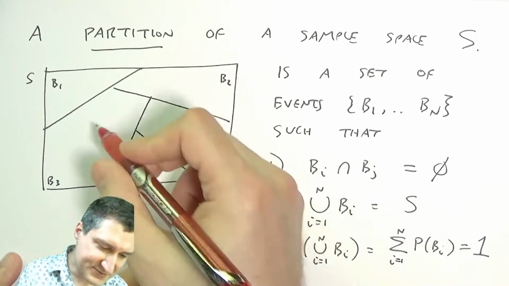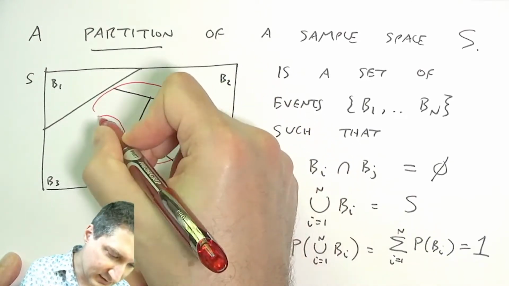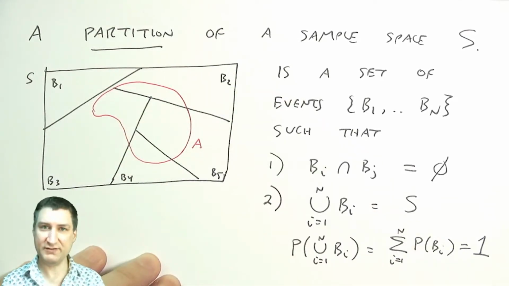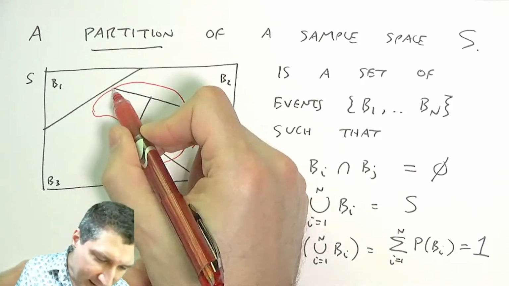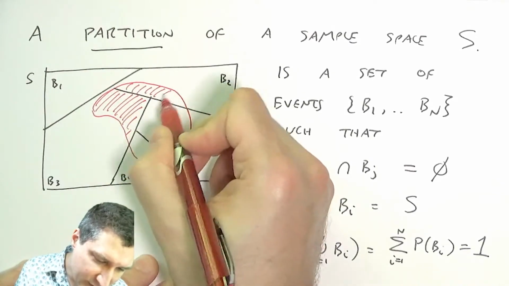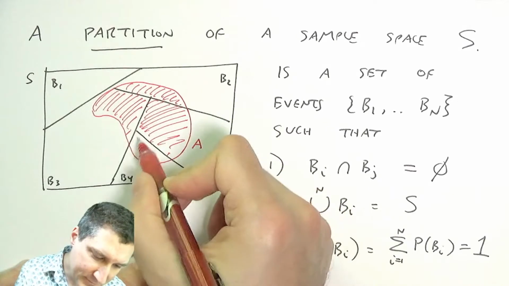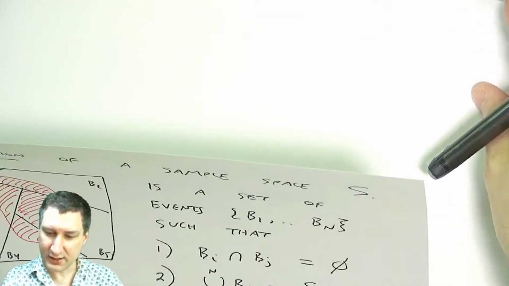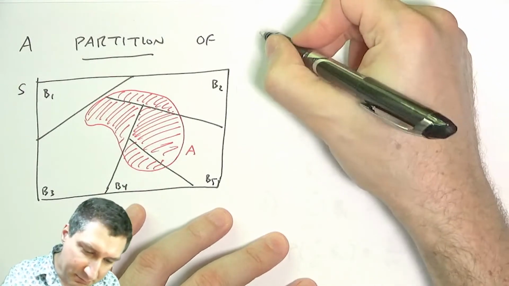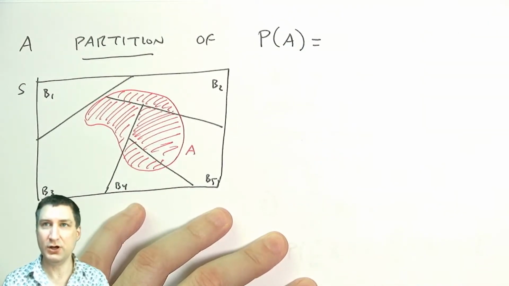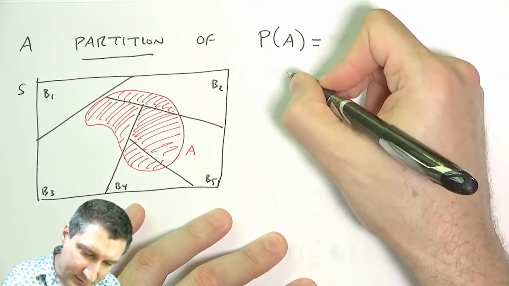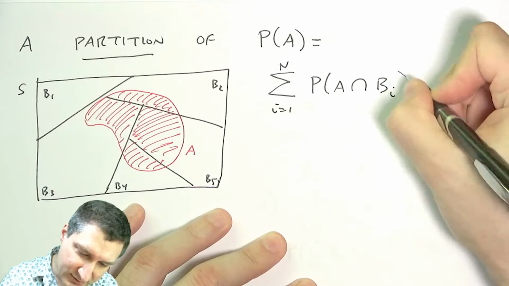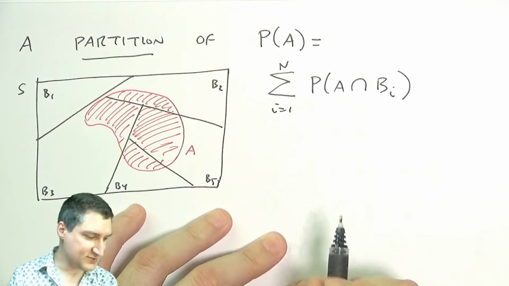Now I'm going to consider some event A, this red event, okay? And I'm going to ask myself, what is the probability of A? Well, I could compute the probability of A by adding up the pieces where A intersects with these other events. So visually, I can immediately say that the probability of A is equal to what I get by adding up the little red parts. It's the probability of A intersected with each of the Bi's. Okay? Just each of these red pieces.